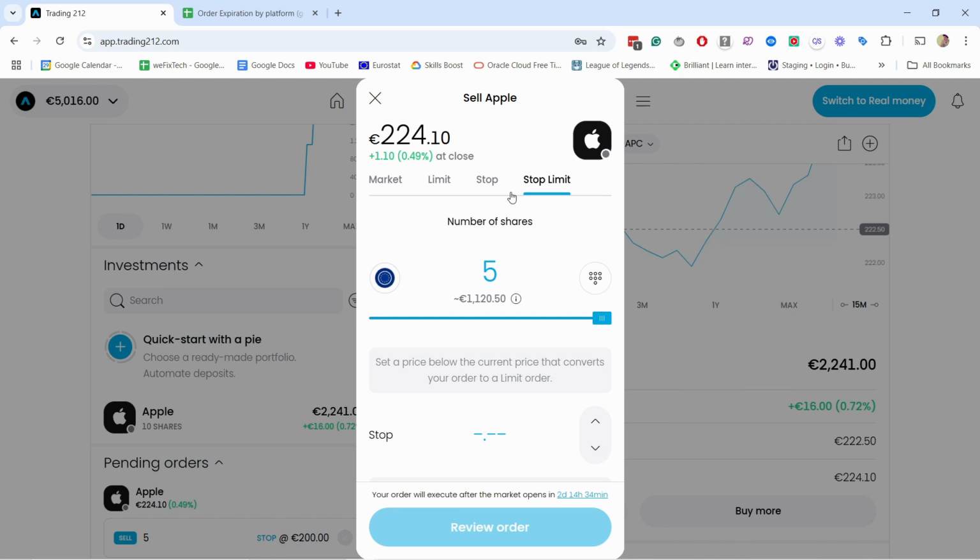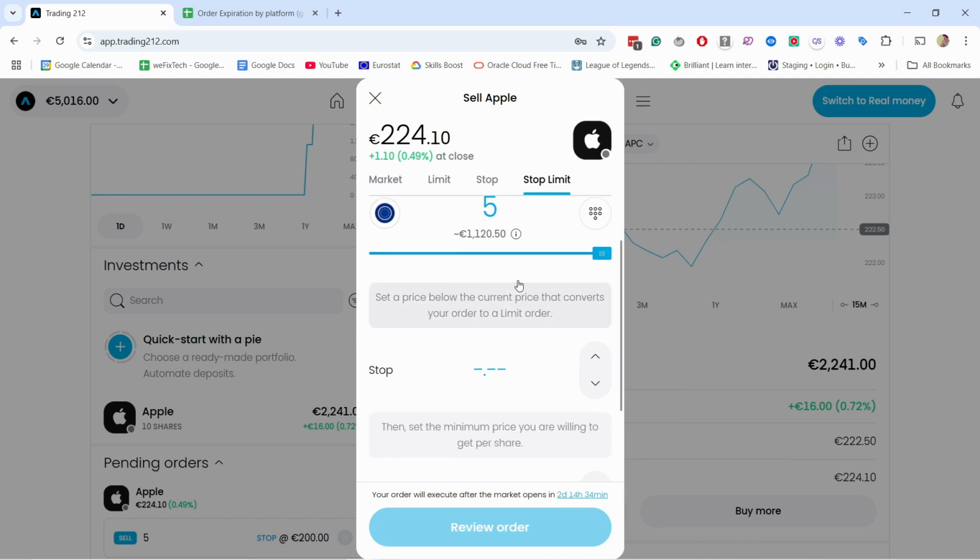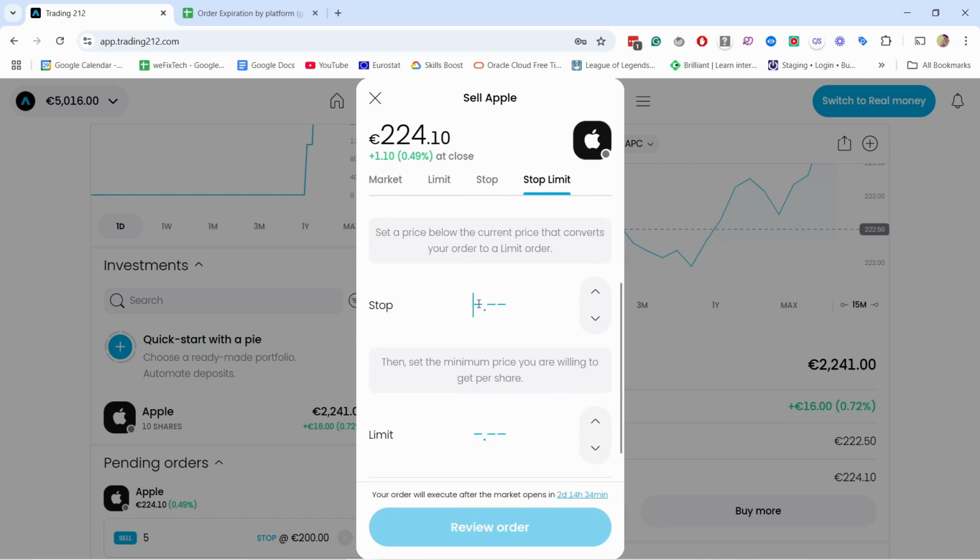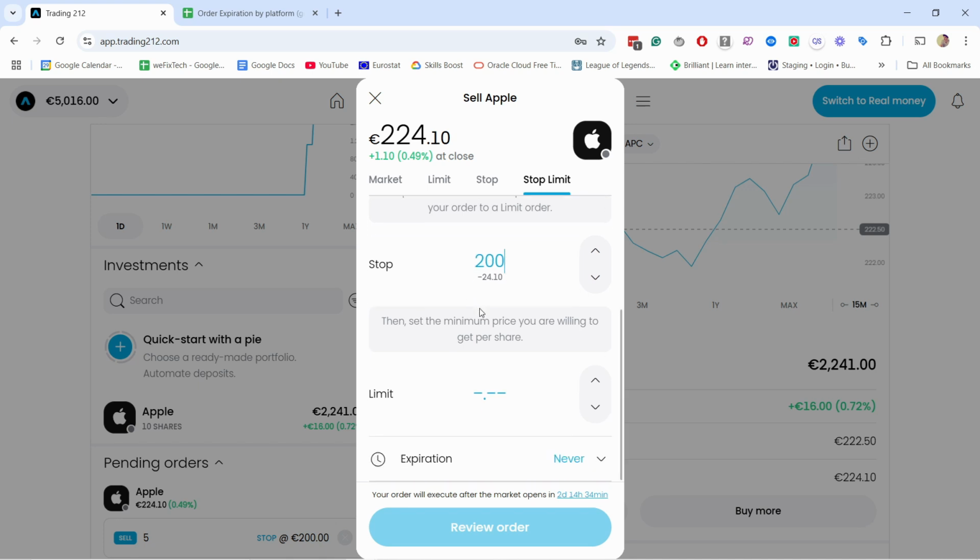And just to show you an example here in Trading 212, I am already selling Apple. I want to sell 5 shares and I already selected stop limit. So if I come here, I can set the stop. That is the price below the current price that converts your order to a limit order. So let's say it's 200. Once it hits that 200, we want to buy it if it goes above 210. So it's exactly the same situation that I just showed you in a graph.